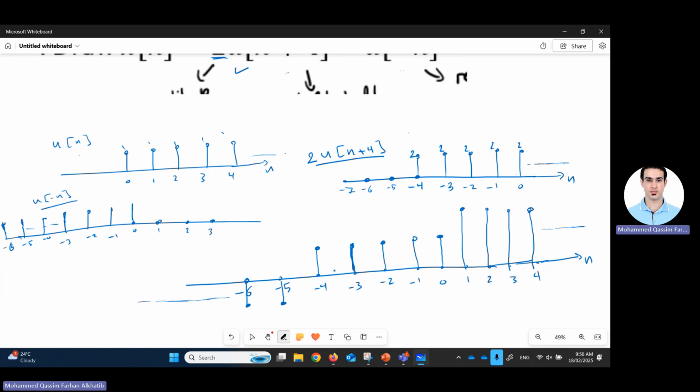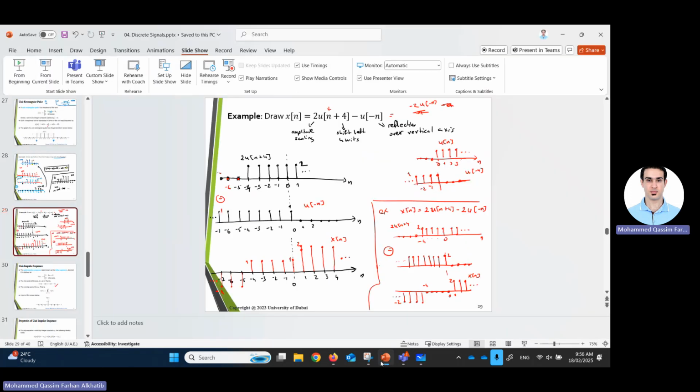U of minus n. Okay, it's a time reversal. So we know u of n starts from 0, 1, 2, 3, 4, all the way to infinity. So u of minus n, that's time reversal. So whatever I have in time will be reversed. Like I have the mirror image over the y-axis. So this here is my y-axis, just flip. And I will have the values there. Is it clear? Let me see if the slides agree with my solution.